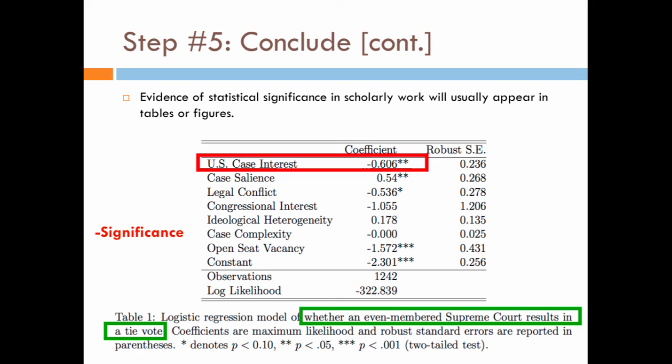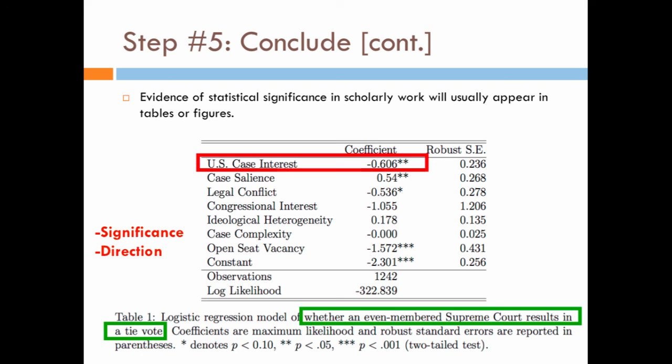Note that some of the variables in the model aren't significant, like congressional interest. When an independent variable is not statistically significant, it means that we can't conclude that the relationship between the independent and dependent variables is not due to chance. It doesn't mean that there isn't a relationship. It just means that we can't prove it.